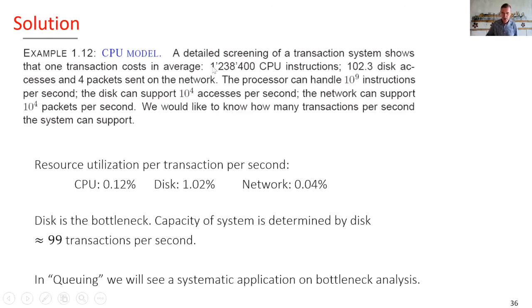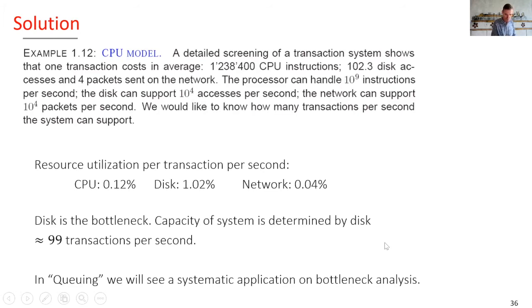The trick is to compute the utilization of resources. Something is a bottleneck if it's used at its full capacity by the system. So in order to know how many transactions I can support, let me see how much of the resources, or the different dimensions of the resources, every transaction is using.